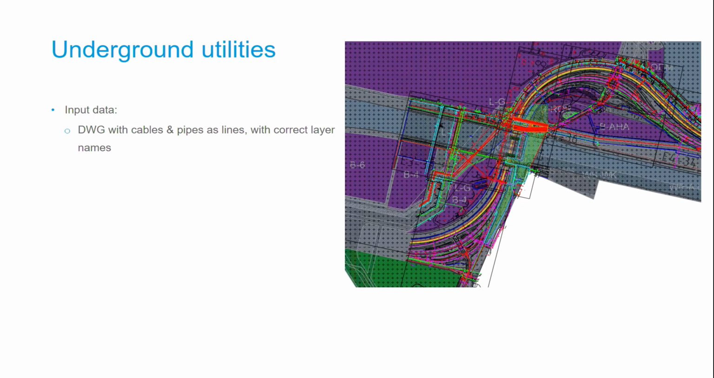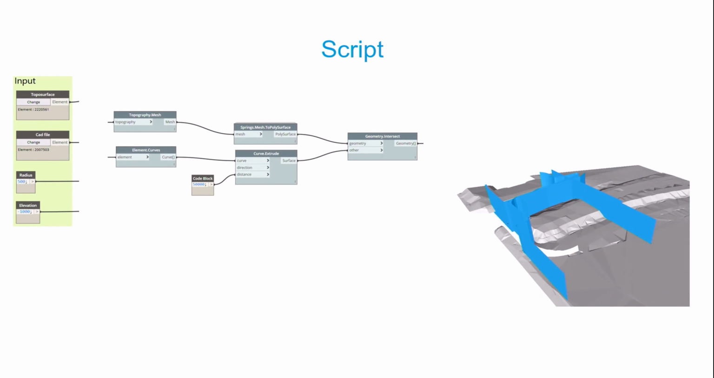Since we were building next to a gas station with many underground utilities, we wanted to have them in 3D in the model as well, so that we could position our supports and our foundation piles exactly spaced along those underground utilities. And again, we used Dynamo for that. It's a really easy script.